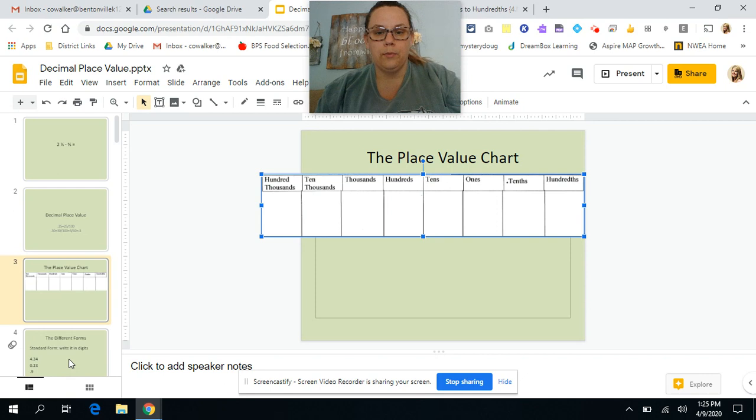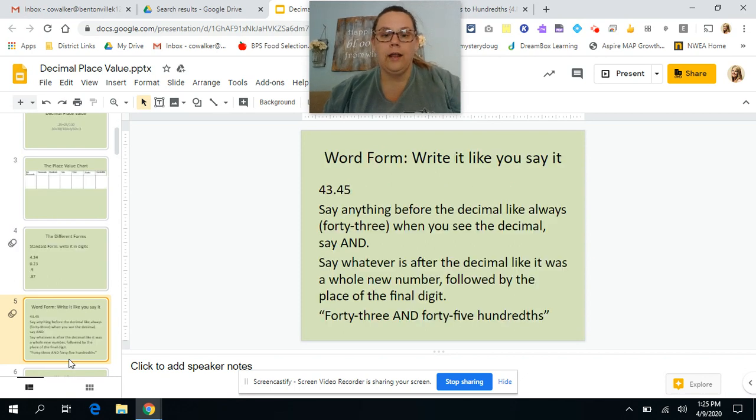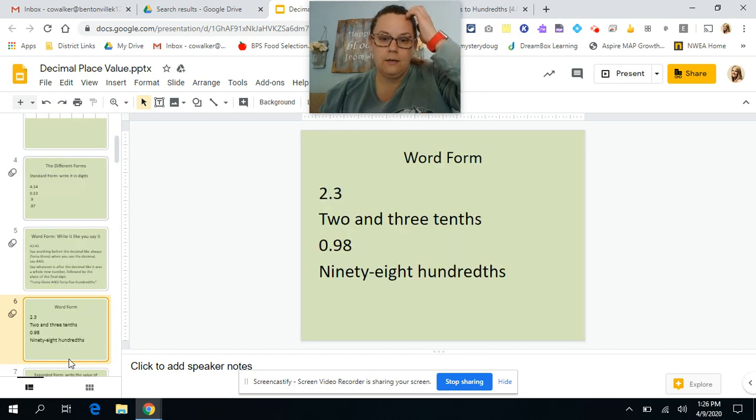So we're going to do a couple different things. There's different forms. You can write them in standard form, which is just the number. You can write it in word form. So like if I say 43 and 45 hundredths, that's how you would say it. Remember, the decimal means and. If we took that 5 off, that 4 would be in what place value? The tenths. So it would be and 4 tenths, or if there was no 5 there at all, you would say and 45 hundredths or 4 tenths.